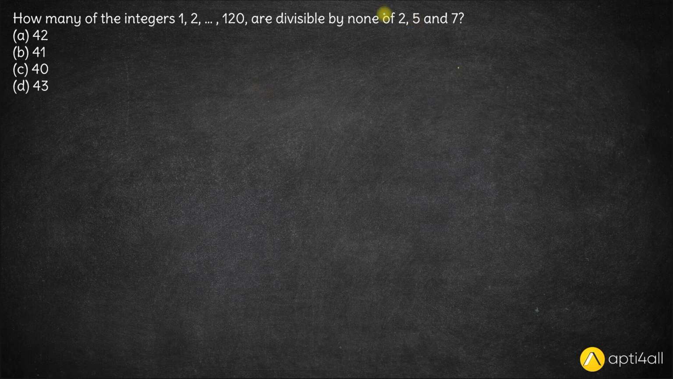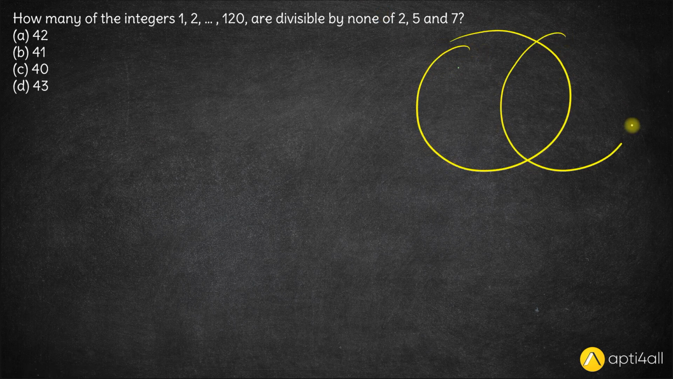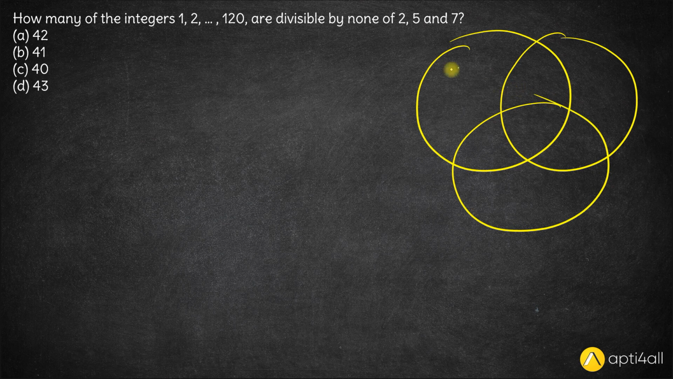We'll be solving this question with the help of a Venn diagram. Since there are three factors that we need to consider, 2, 5 and 7, there will be numbers divisible by 2, numbers divisible by 5, and numbers divisible by 7. There will be some numbers divisible by both 2 and 5, some divisible by both 5 and 7, and some divisible by both 2 and 7.